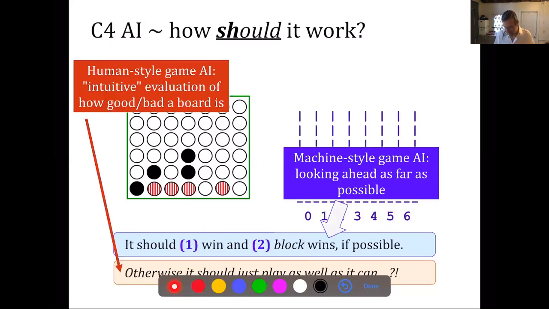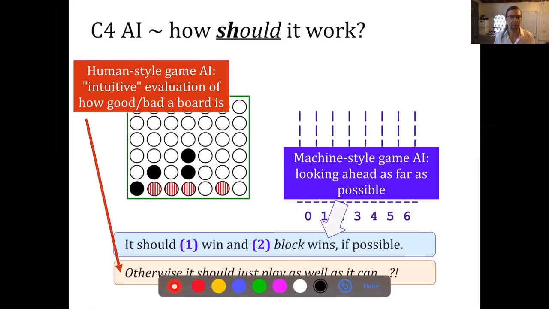Right? So this is exactly the point, that the machine is only going to play with a certain very limited amount of intelligence, or it's only capable of looking ahead a certain number of moves. And the only way to simulate more intelligence is to look ahead more moves.